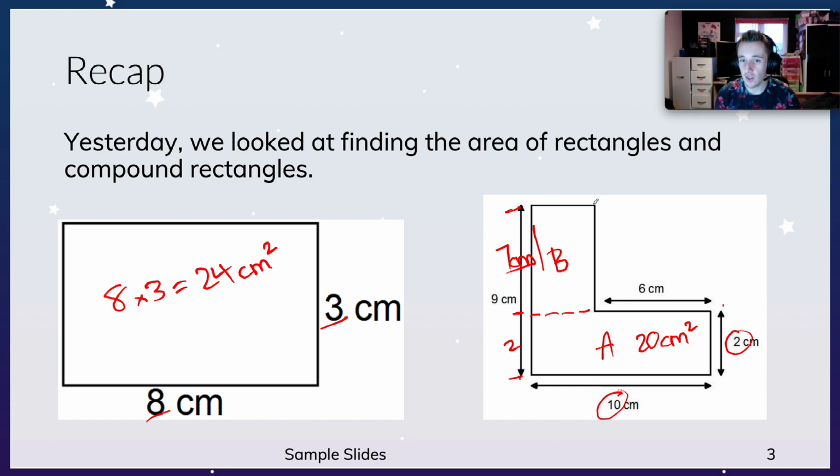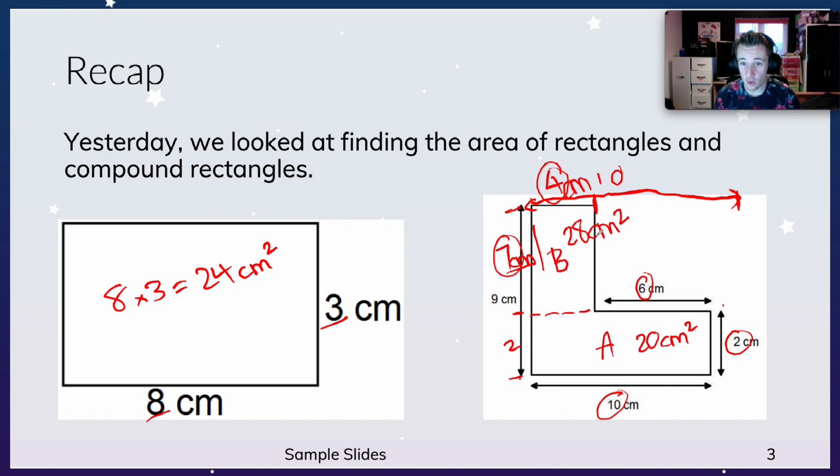We then need to work out this side. Well, I know that from here all the way over to here, apologies for the badly drawn line, from here all the way to here is 10. I know that from here to here is 6, which must mean this is 4. So I've got 4 centimetres and 7 centimetres, which means B would be 28 centimetres squared.